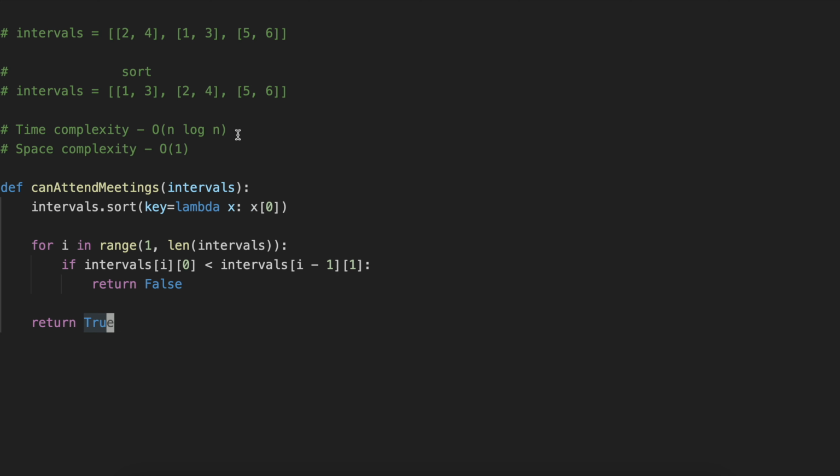The time complexity of this solution is n log n, because we are sorting our array, and the space complexity is constant, since we are not using any extra space. I also have a Java solution, which I will include in the description.